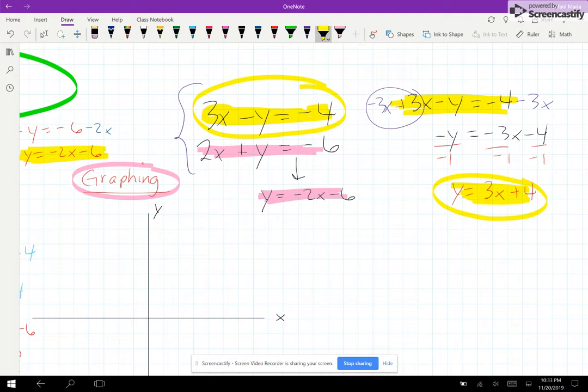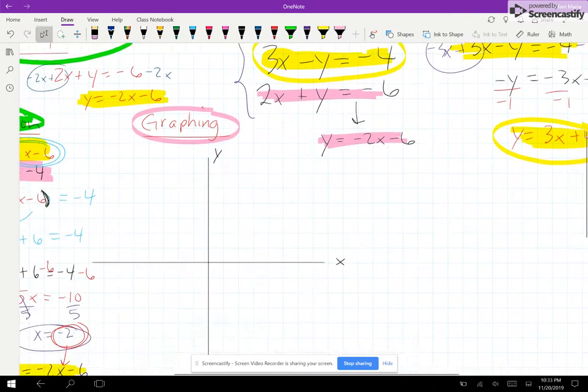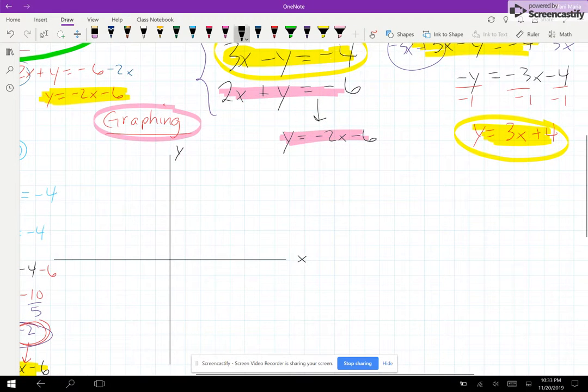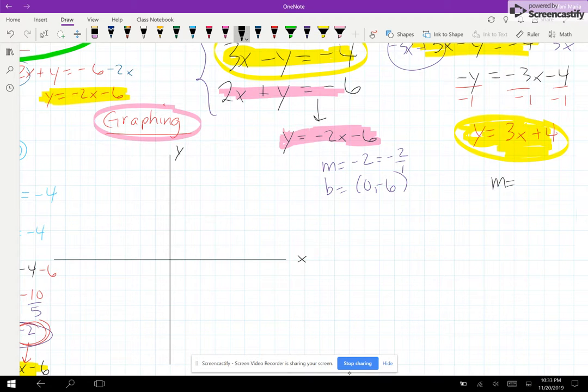All right, so I'm going to go and graph both of those on my graph here. So this one in pink that I've highlighted, the y-intercept would be -6, and the slope would be -2. And if I'm going to graph it, I probably should write it as -2/1. And then for this yellow equation here, the slope would be 3. And again, if I want to graph it, I should probably write it as 3/1. And my y-intercept, my b value, is 0, 4.